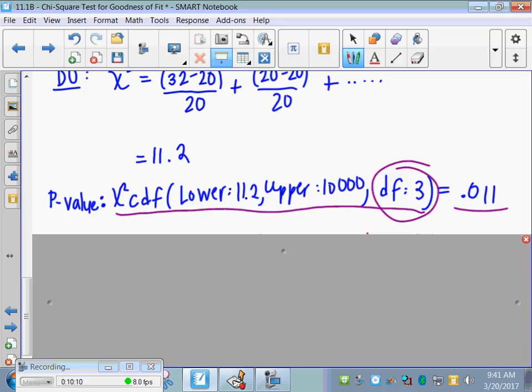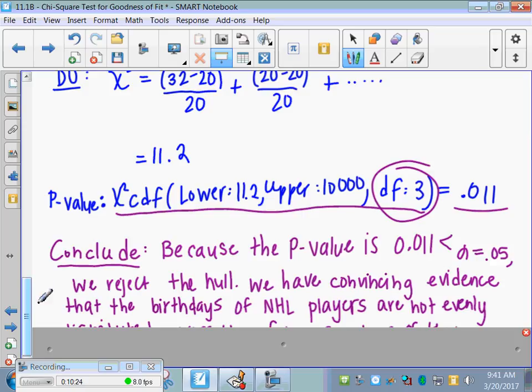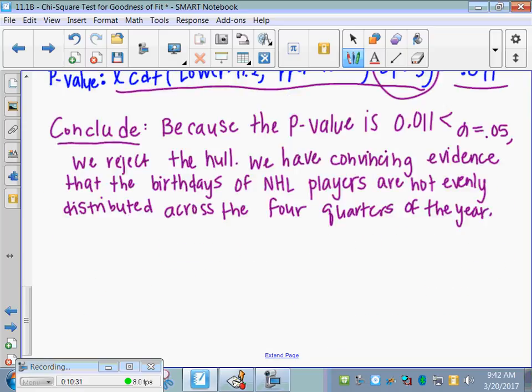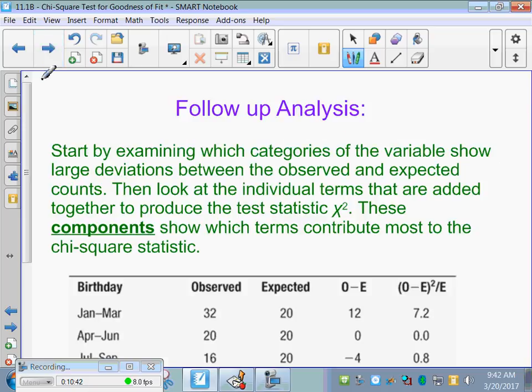So are we going to reject the null or fail to reject the null? It's less than 5%. It didn't give us a significance level, but we use 5% when it doesn't, okay? So because the p-value is less than 5%, we reject the null. We actually do have convincing evidence that the birthdays of NHL players are not exactly distributed across the 4 quarters of the year. Those lucky January people. All right, so there you go.